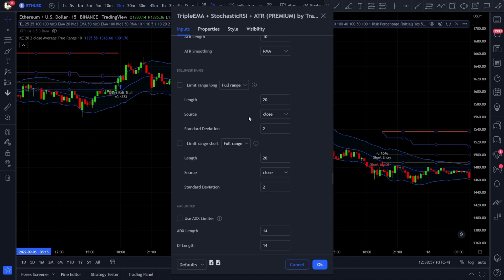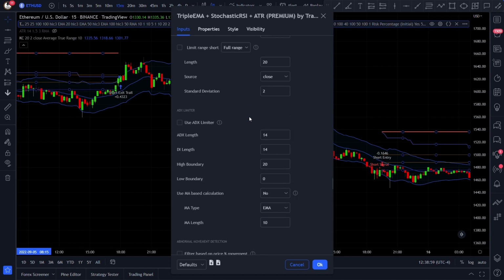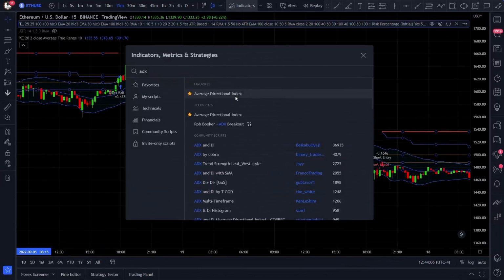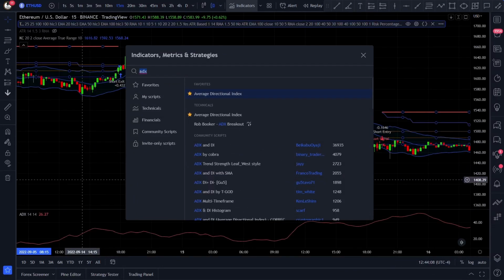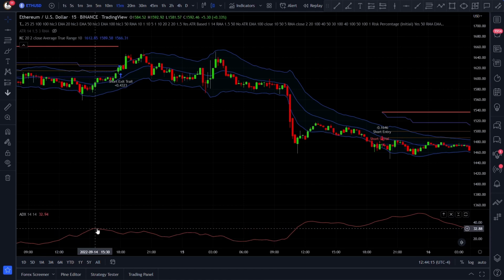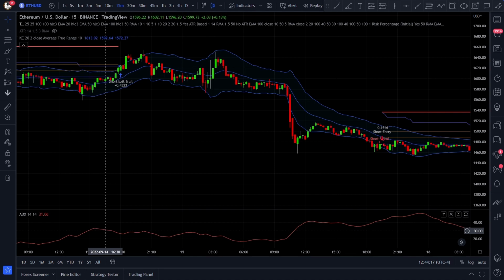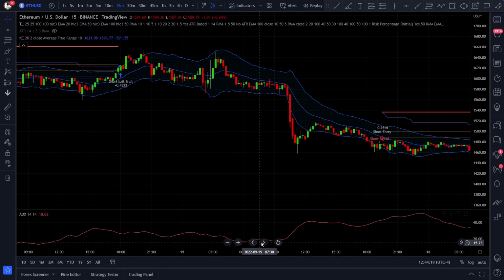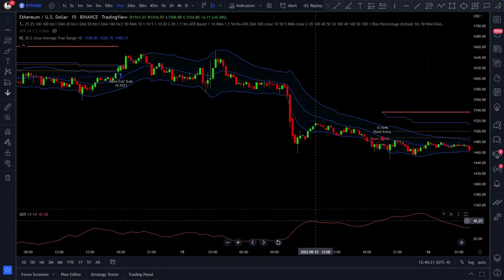Let's move on to the next indicator, which is the ADX Limiter. The ADX, or the Average Directional Index, is basically a momentum indicator. It aims to tell us how strong the momentum or the trend is. When the value increases, it indicates that the price is trending and has momentum. And when the ADX value is low, it means that the price is in a sideways price action or just slightly trending in either direction.